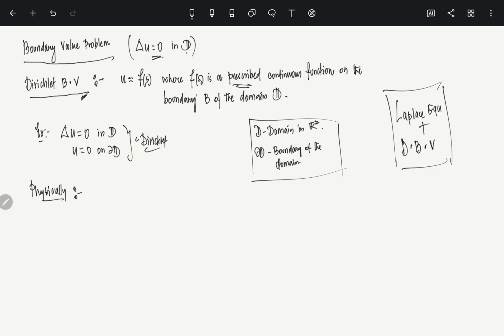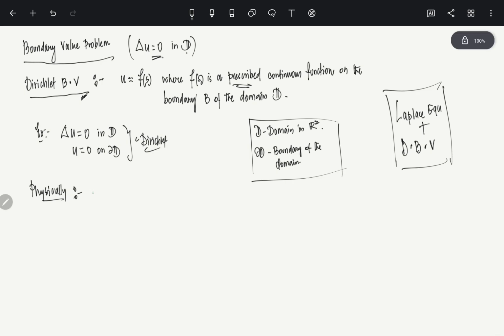Of course, it doesn't have to be the Laplace equation. It can be some other equation also. It can be Laplacian u plus c of x times u equals 0. Absolutely no issues. This too, with the Dirichlet boundary value, we will call a Dirichlet problem. Clear? Basically, a Dirichlet problem is where some equation is given and it satisfies the Dirichlet boundary condition on the boundary. Okay. So physically, what does it mean?